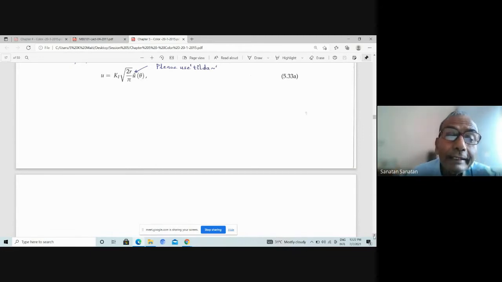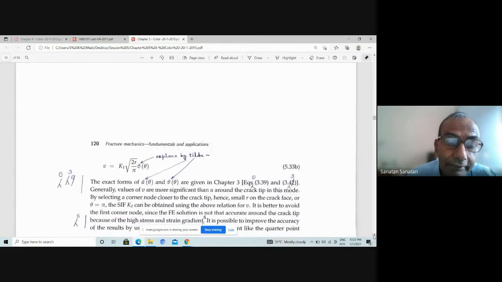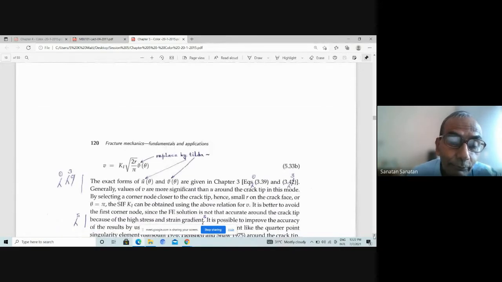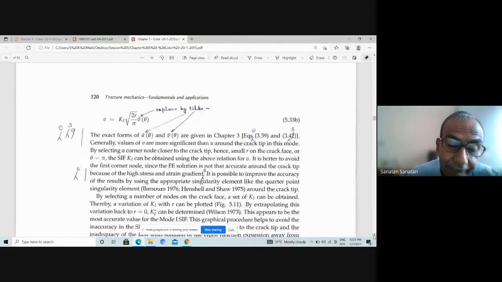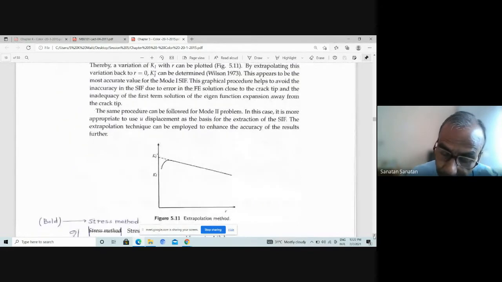So herein you see that the displacement method is widely employed and you get to obtain the SIF very easily from the finite element solution. But the results obtained directly by utilizing this expression are not always good. Sometimes one can think of a number of points on the, let's say, x-axis, with varieties of values of R, and you can get the SIF from the finite element solution.